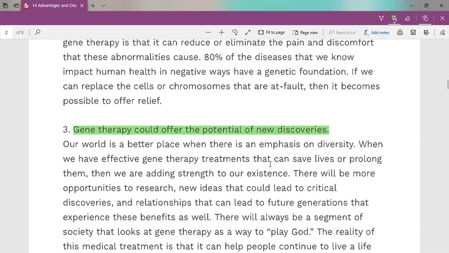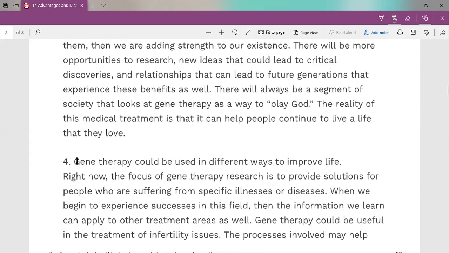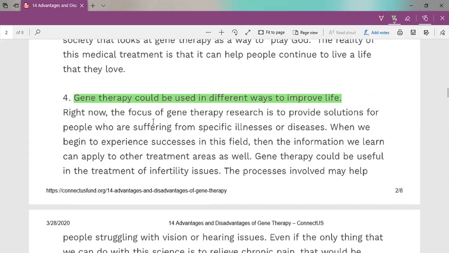Gene therapy could offer potential new discoveries. So our world is a better place when there is an emphasis on diversity. So when we have effective gene therapy treatments that can save lives or prolong them, we're adding strength to our existence. There will be more opportunities for research. New ideas could lead to critical discoveries and relationships that can lead to future generations that experience these benefits as well.